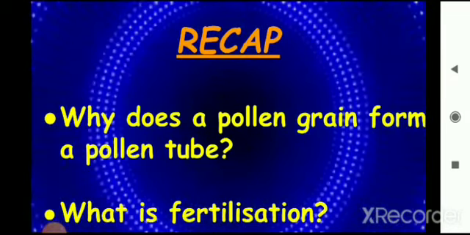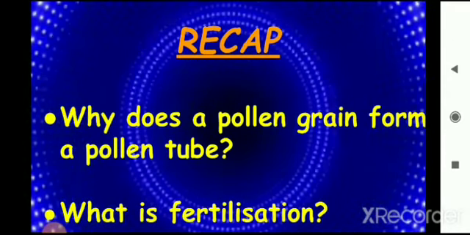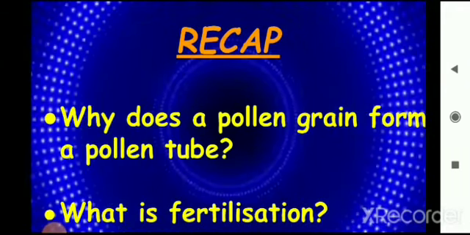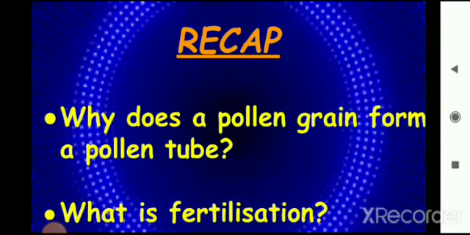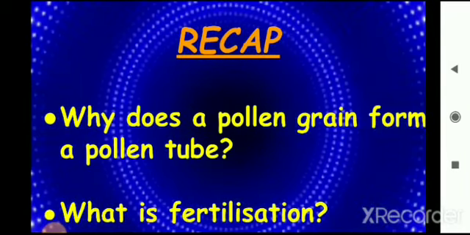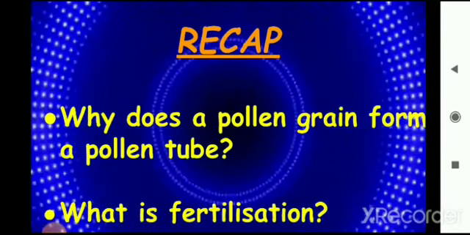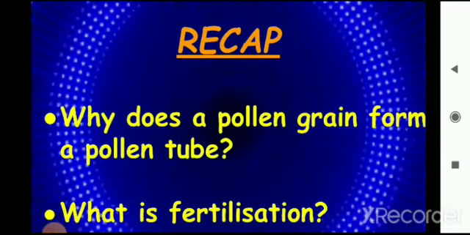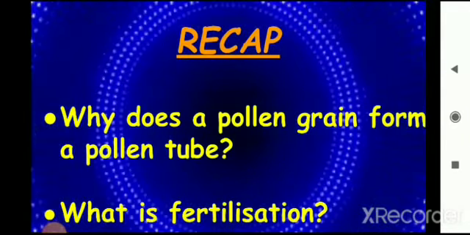Our question number 1 is, why does a pollen grain form a pollen tube? Answer me. Your answer will be, when pollen grains stick on the stigma, they develop a pollen tube. Who will develop the pollen tube? Pollen grains will develop a pollen tube that carries male cells to the ovary with the help of the style. Okay? This is the reason why pollen grains form a pollen tube. Clear?